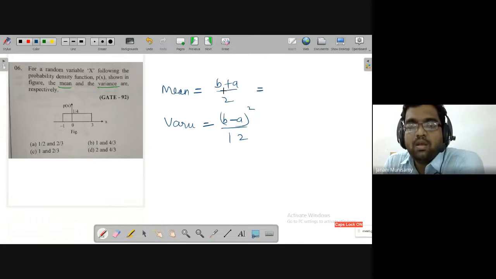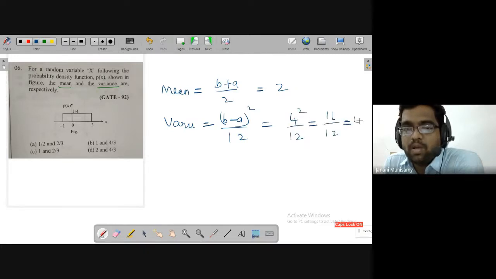b plus a, 3 plus 1, 4, so 2 is the mean. Then (b minus a) whole square, that means 4 square divided by 12, 16 divided by 12, 4 by 3. So the answer is D.